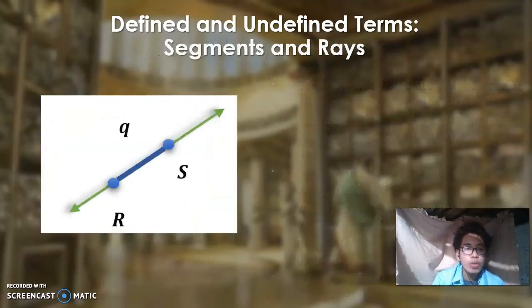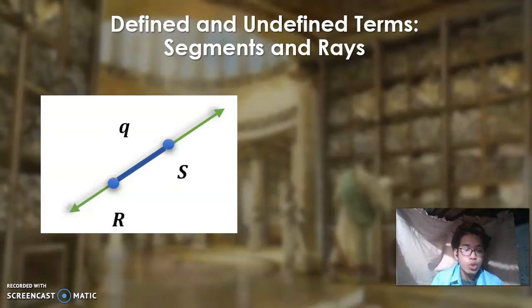So we move forward with defined terms. Going back, we have 3 undefined terms. What are they? The first one is the point. It has no thickness, no specific shape, just a position. Then we have the line, infinitely many points that extend in both directions. And then we have the plane. It has no thickness, but it extends in all directions. Now that we have the 3 undefined terms, let's move forward with the defined terms.